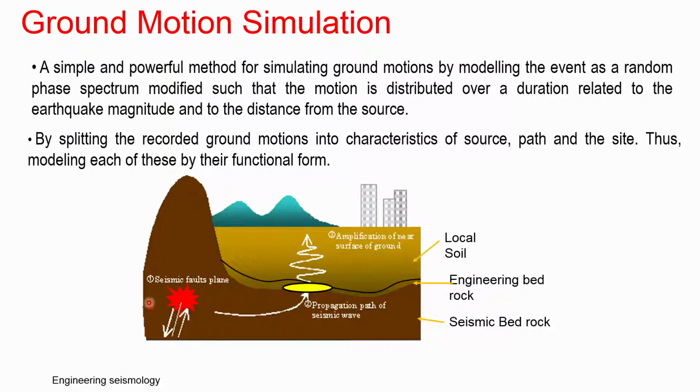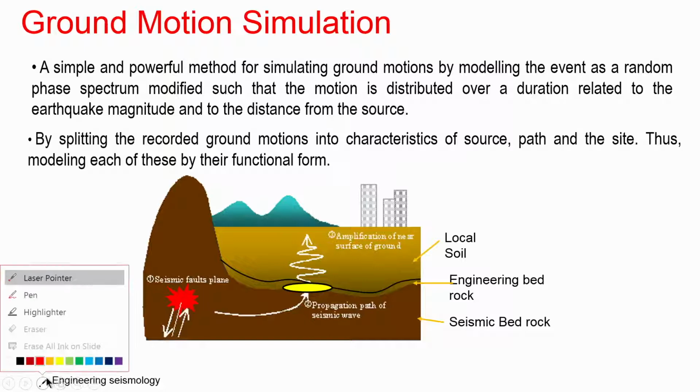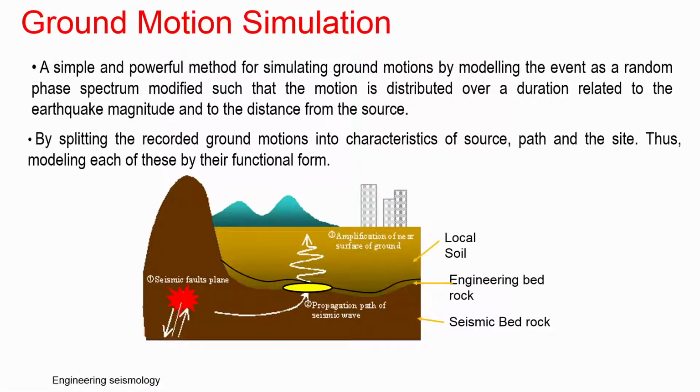So, this is the hill, and this is where basically the source is. This is the one where the earthquake originates, the fault is rupturing. As I said, the waves are getting travelled like this.